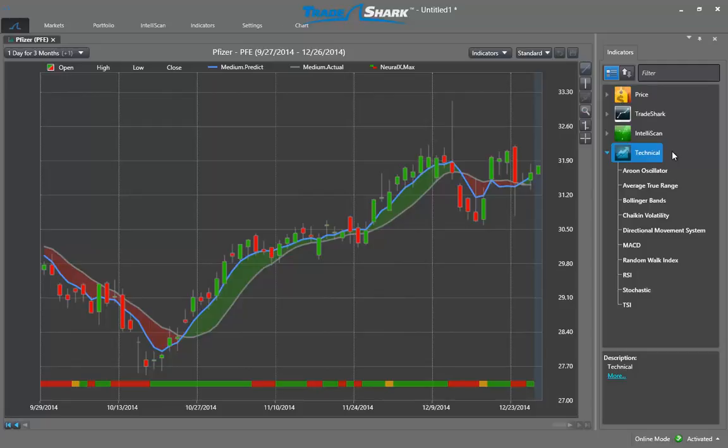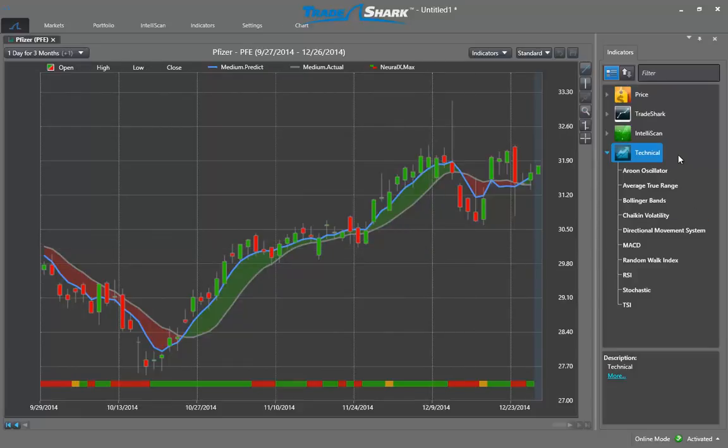To demonstrate how effective these tools can be when combined with TradeShark, I can utilize this chart for Pfizer stock. Now, TradeShark has done an excellent job at forecasting trend changes in this market. However, at times, it may be useful to use tools that can help measure short-term market volatility. Bollinger Bands, average true range, and the Chaikin Volatility Index are great tools to do just that.